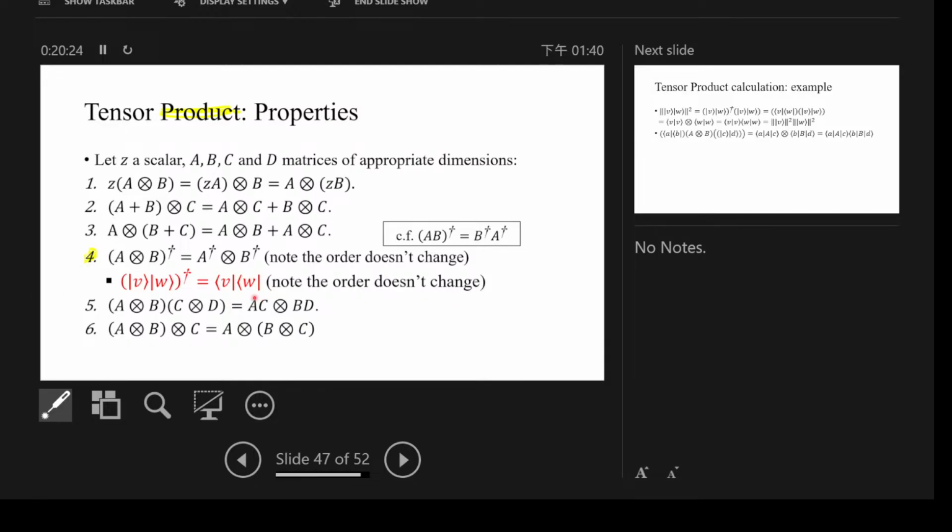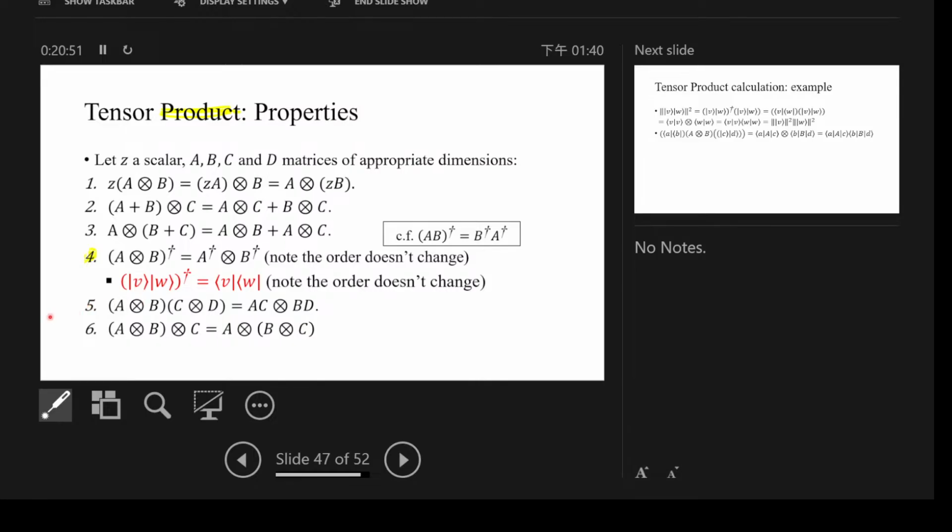And here you also need to remember that the order doesn't change. So the dual of this |V⟩|W⟩ ket is the ⟨V|⟨W| bra. It's not ⟨W|⟨V|. Yeah, so this is different from what you expect from dagger in two matrix.